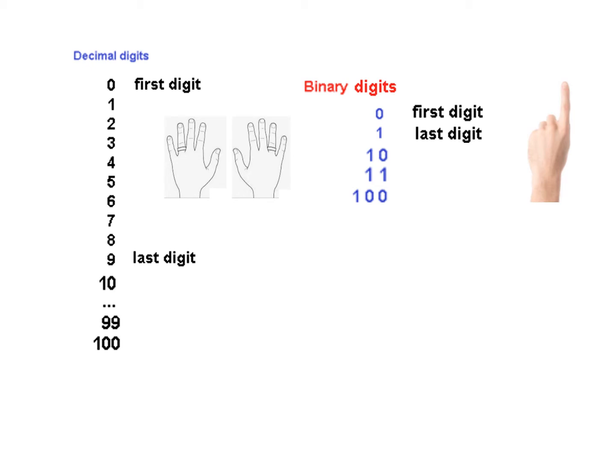And if you compare the two, this is 0, this is 1, and 2 is equivalent to 1 0, 3 is equivalent to 1 1, and 4 is equivalent to 1 0 0.